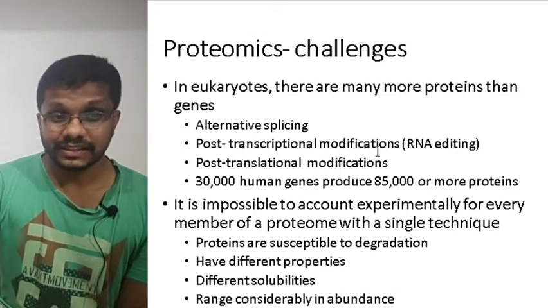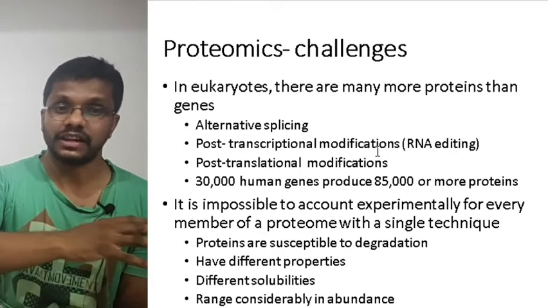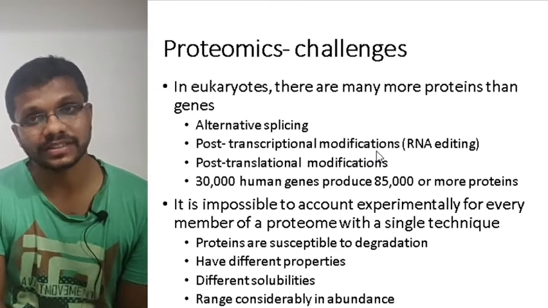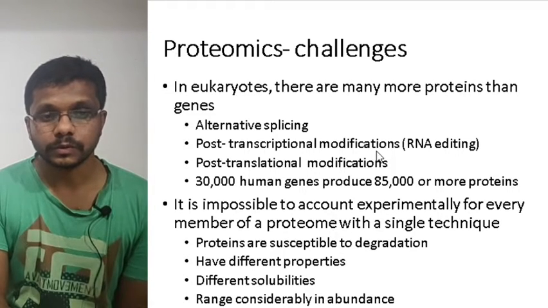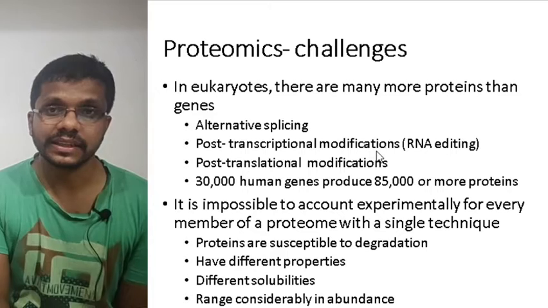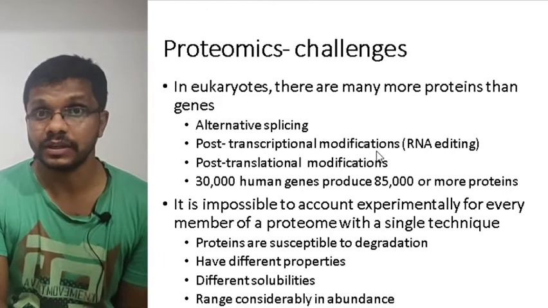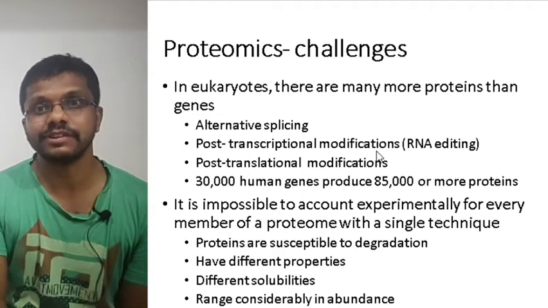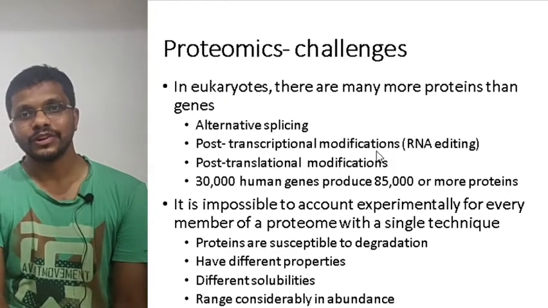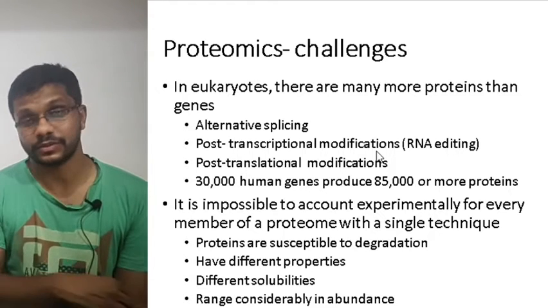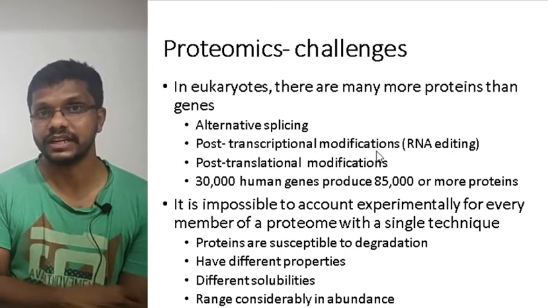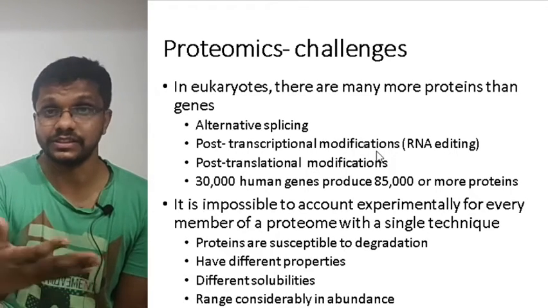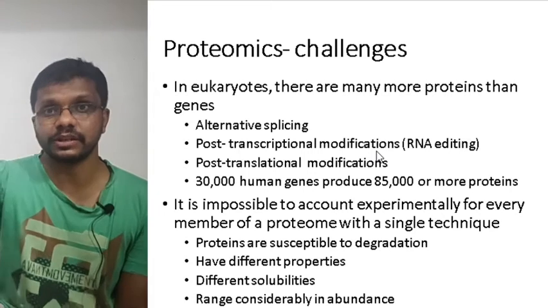Then, proteomics has many challenges when compared to genomics. There are different challenges, especially in eukaryotes. In eukaryotes, there are more proteins than genes. If we take the example of humans, we have about 30,000 genes, and from these 30,000 genes we are producing at least 85,000 different proteins. If you look at the genome, we will see only 25,000 genes identified, and if you add everything together, there will be about 30,000 genes. These 30,000 genes are producing 85,000 proteins.